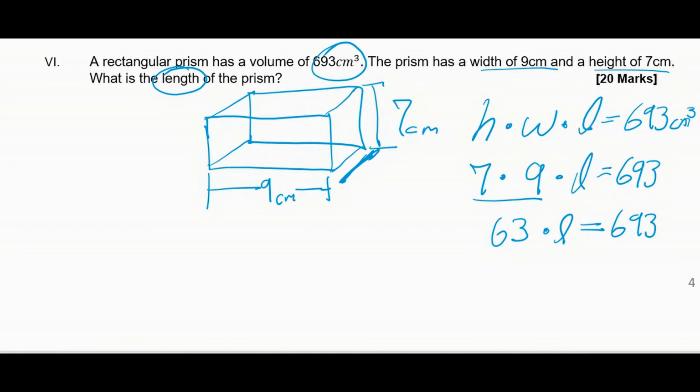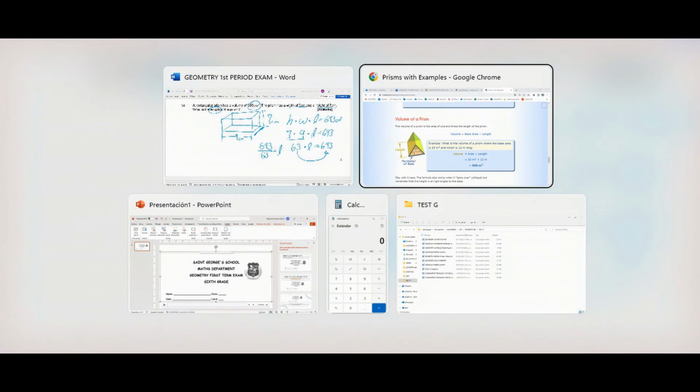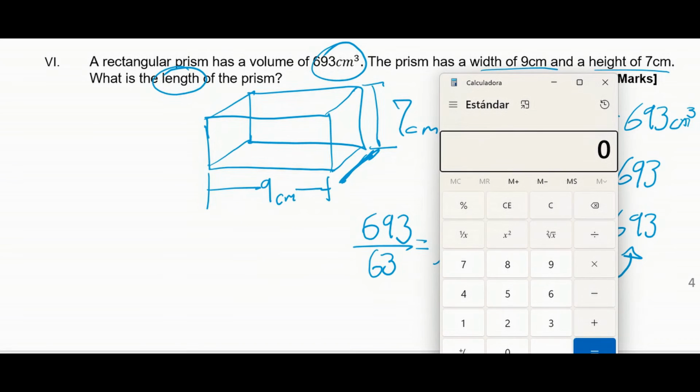Because of the properties of multiplication and division, we can tell that because this is multiplying, it can go to the opposite side of the equals, and it is going to be 693 divided by 63, now the length of it. Because we were allowed to use the calculator, 693 divided by 63 is 11. Yep.